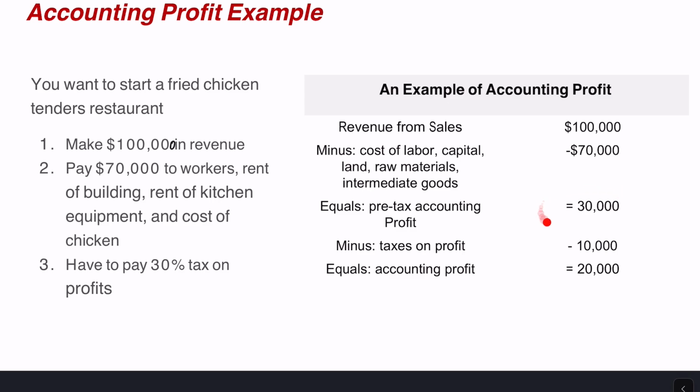Now you would pay 30% on this pre-tax accounting profit, and 30% is going to be $10,000. And so we're going to subtract off your taxes of $10,000. This is also an explicit cost. And so now you're left with $20,000 after all that. This would be what your accounting profit is. That $20,000 of your revenue minus all of your explicit costs. If you were a public company and you had to report your financials because you're on the stock market or something, you would report this accounting profit.